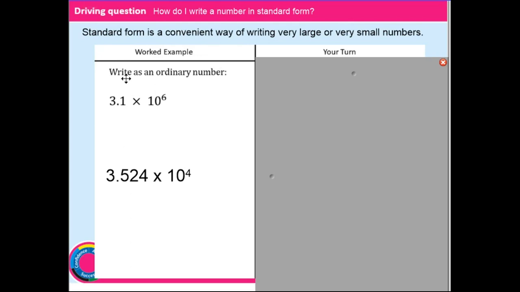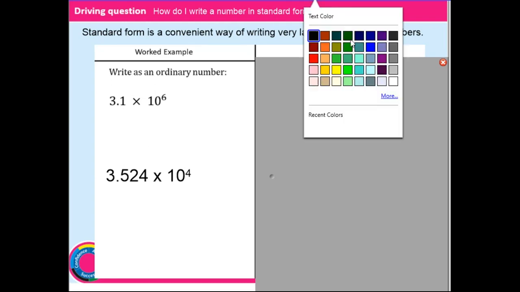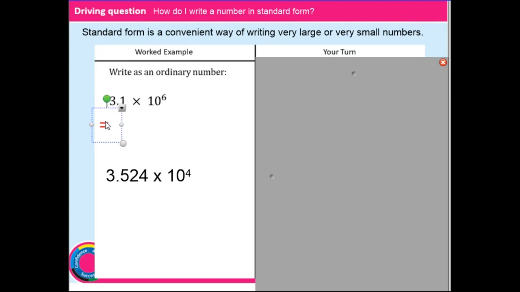So let's start here. 3.1 multiplied by 10 to the power of 6. This is currently written in standard form. We want to write it as an ordinary number. So basically we want to multiply 3.1 by 10 6 times. So if we multiply 3.1 by 10 once, you get 31. Multiply by 10 again, 310. So that's twice, 3 times, 4 times, 5 times, 6 times. Now I like to do a little check to make sure that I've got 6 loops. We started off here, 1, 2, 3, 4, 5, 6. And that's my check after I've converted.